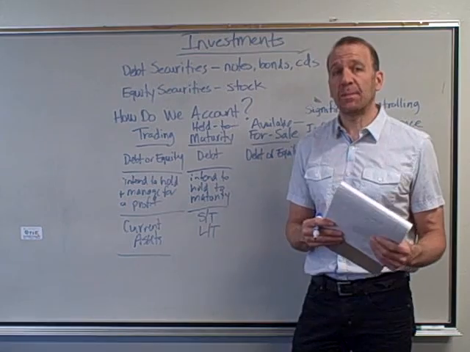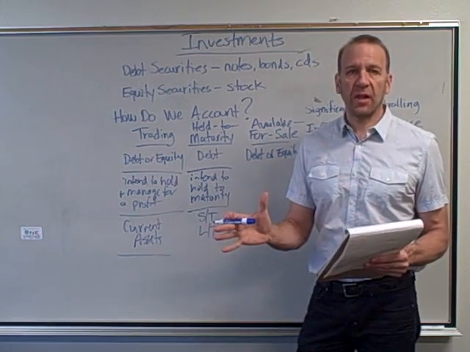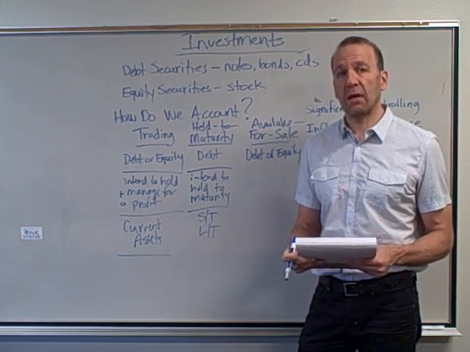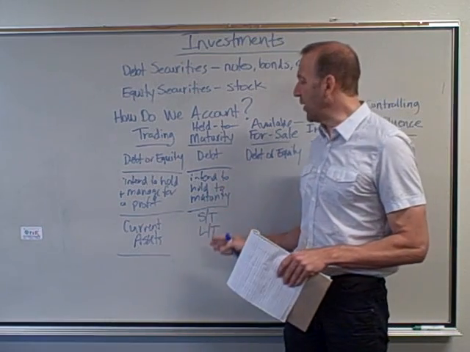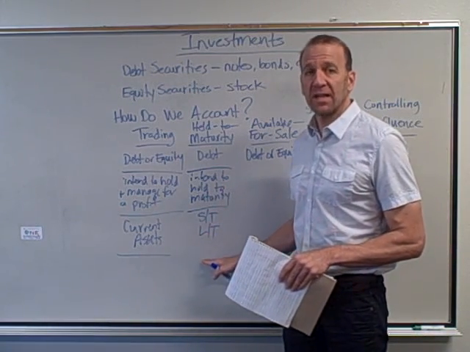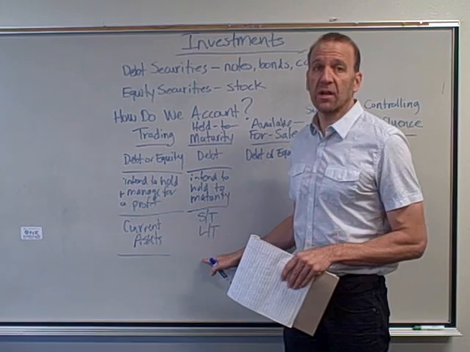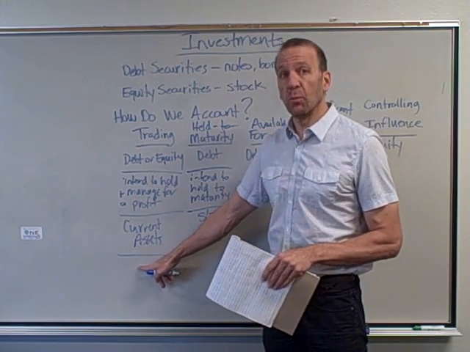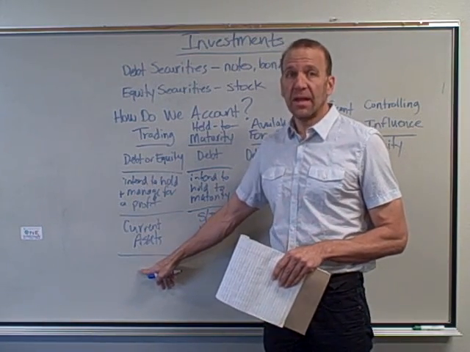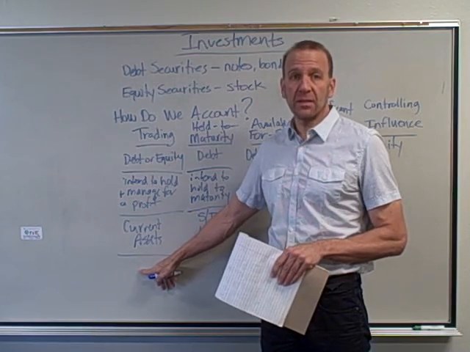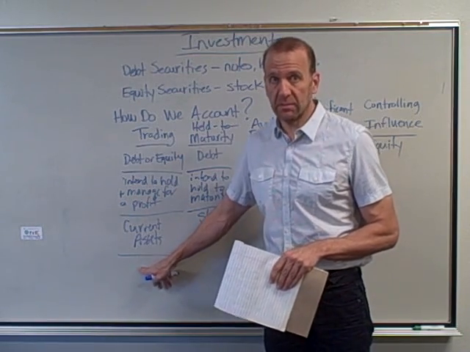It is reported at its amortized cost, and that's beyond this class, okay? That's more of an advanced level accounting, but you just need to know at this point that this is recorded at cost and no adjustment is made for fair market value, unlike this one where we do adjust for fair market value and that adjustment goes into the gains or losses section of the income statement.